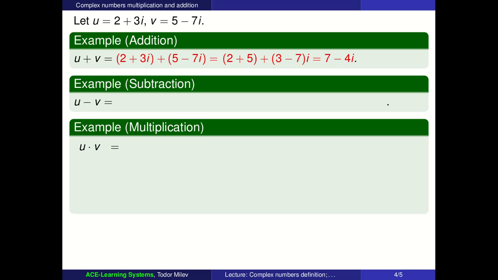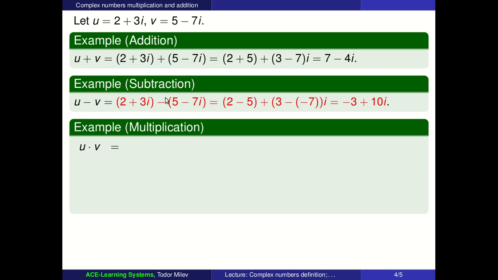Now, subtraction of complex numbers works in a very similar fashion. So if I want to subtract v from u, v was 5 minus 7i, u was 2 plus 3i. When I subtract these two numbers, 2 minus 5 is equal to negative 3. 3i minus negative 7i is going to be 3 minus negative 7, so 10. So 10 times i. Altogether I'm going to get negative 3 plus 10 times i.